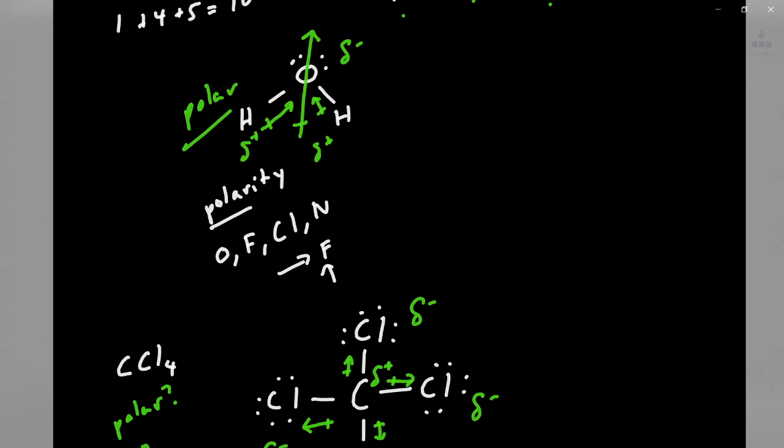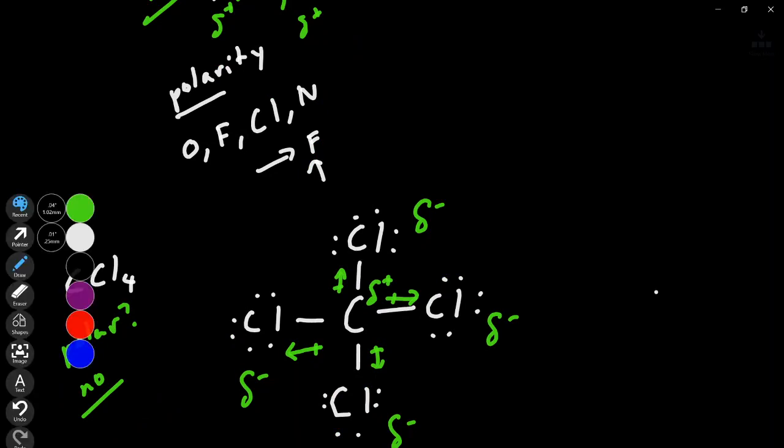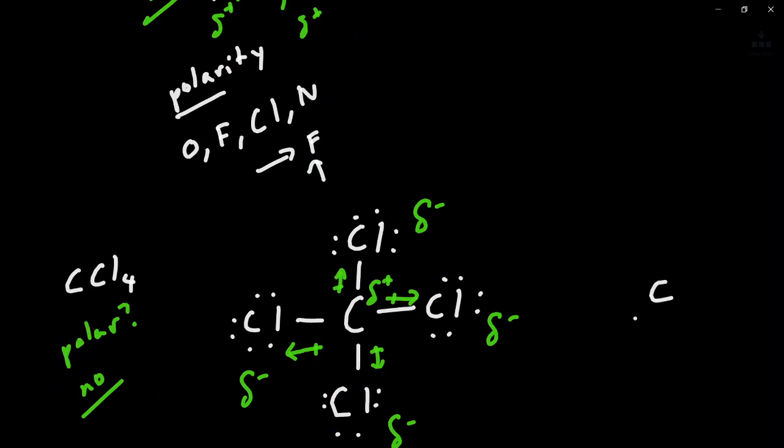So you can almost think of it like the molecule's heavy. If you set it down or if you tried to balance it, it would fall over. So it's almost like it's electron heavy. If we have some side that's heavy like that, that's going to be a polar molecule. But if you have something like this, where I have the same pull in all directions, that's going to be nonpolar.